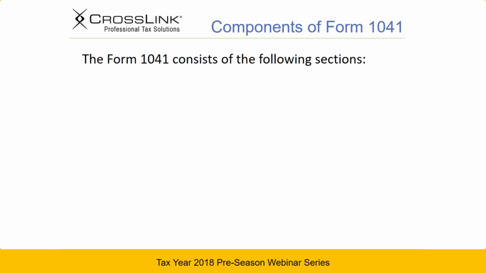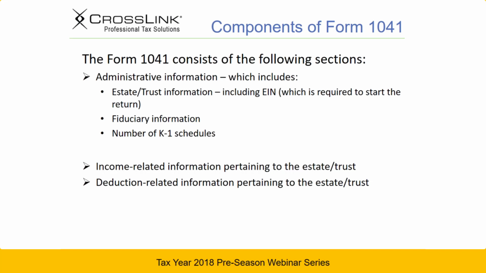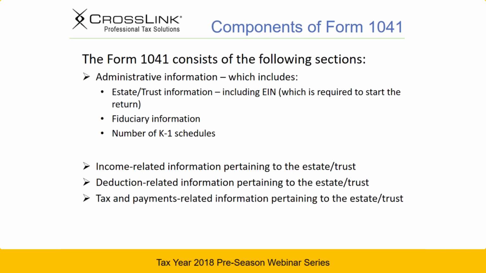Next up, I want to talk about the components of the 1041. We're talking about the actual form itself. We're going to look at it, and then compare it to what it looks like within our program itself. So the Form 1041 consists of the following sections. First of all, there's an administrative information section. That's right at the top, and it's going to include the information on the estate or trust, the fiduciary's responsibility, and the number of K1 schedules that are going to be included. It's going to include income-related information pertaining to the estate or trust, as well as deduction-related information pertaining to the same estate or trust. It will include tax and payments-related information, and an area for the signature lines for the fiduciary and paid preparer. So that's all going to be found on the first page of the 1041.